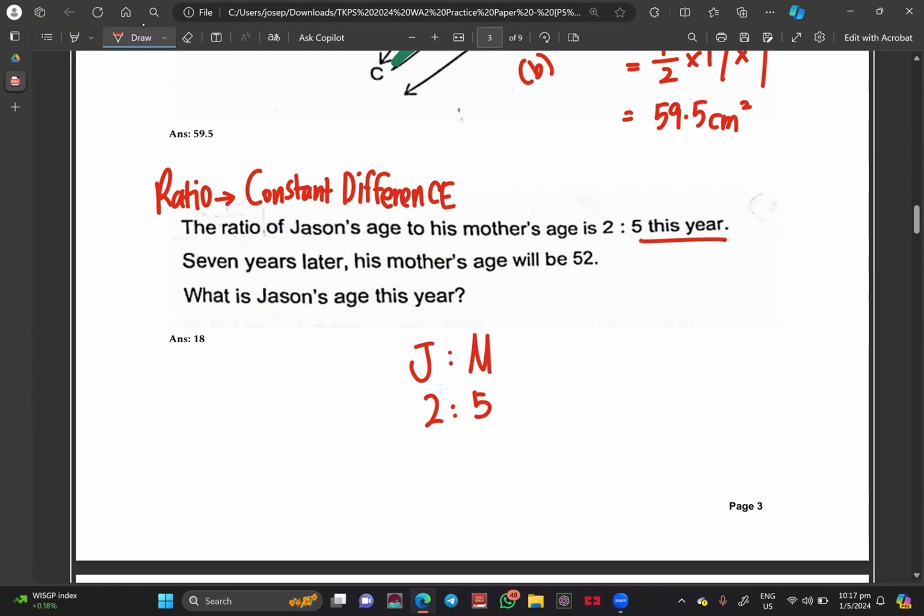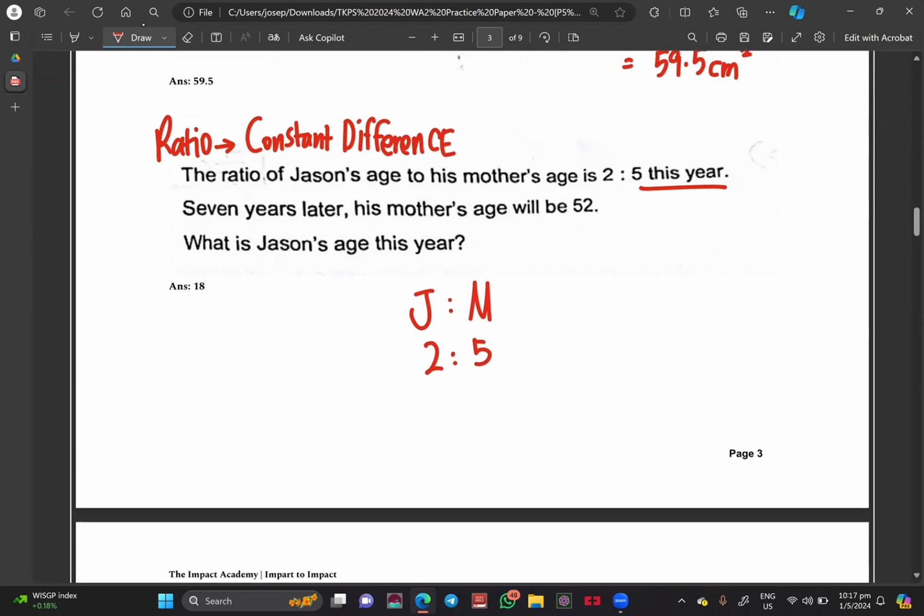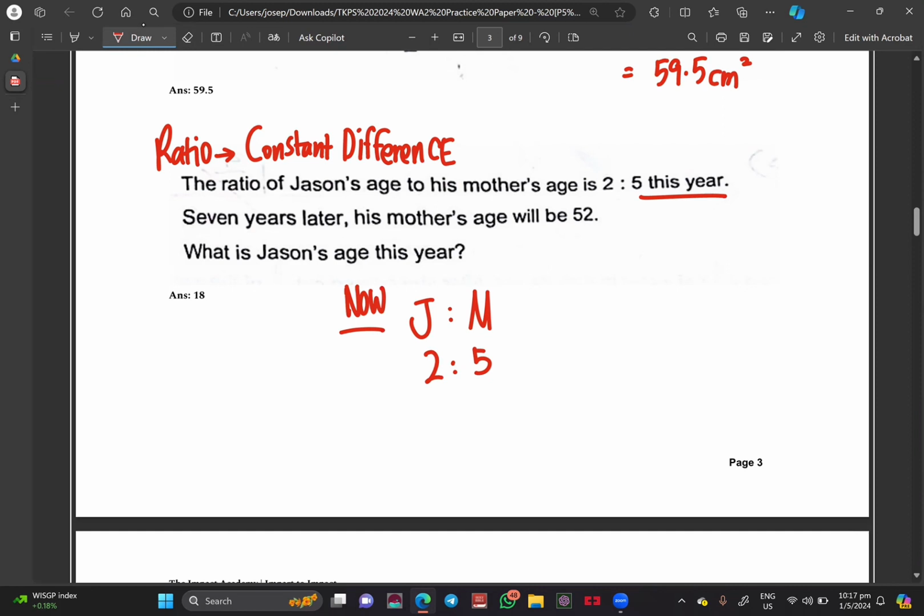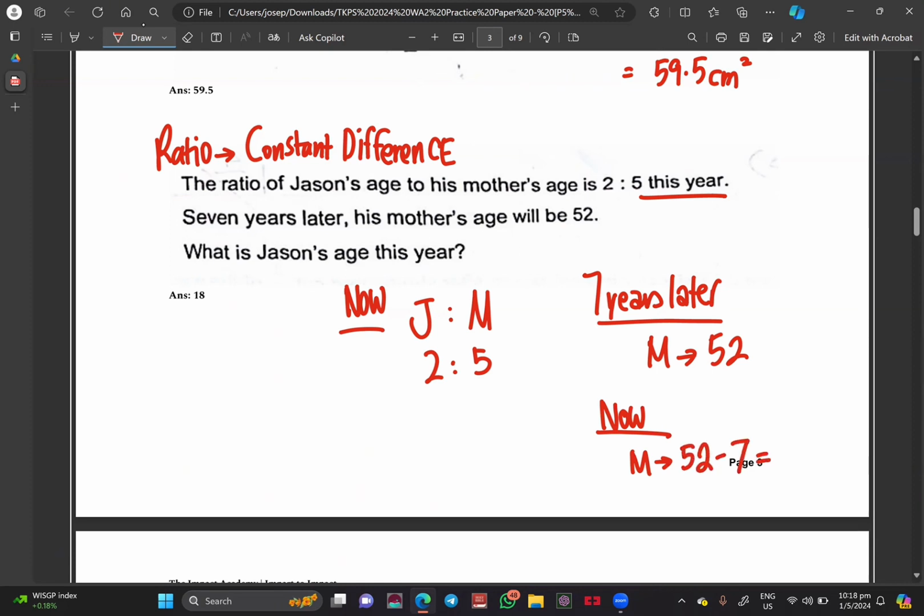7 years later. Wow, what is the meaning of 7 years later? So this is my now. 7 years later, his mother's age will be 52. We don't know the ratio, but we know that the mother's age will be 52. So are we able to find the mother's age now? We can. The mother's age 7 years later is 52, so mother's age now has to be 52 minus 7. Isn't that true? When we do 52 minus 7, we get 45. This basically means that this is equal to 45 years old. So what we can confidently write down is that 5 units is equal to 45. 1 unit is equal to 9 years old.